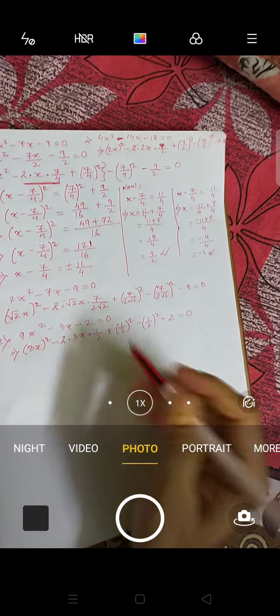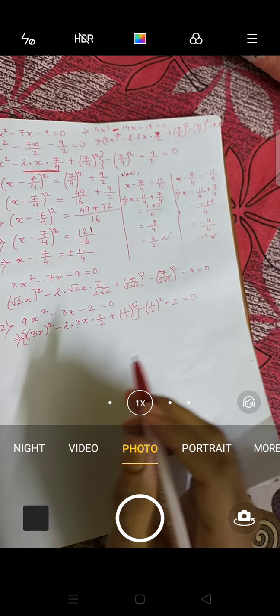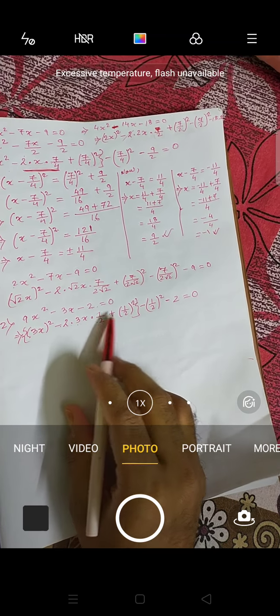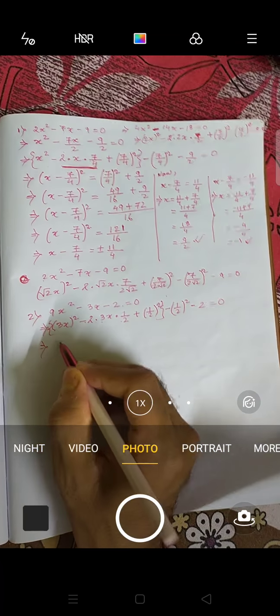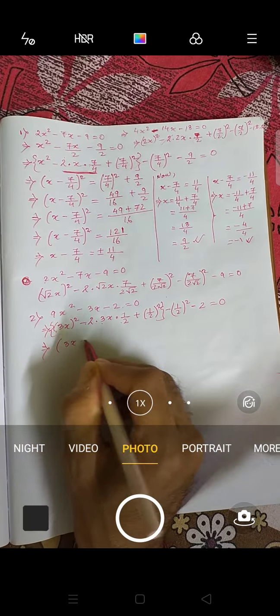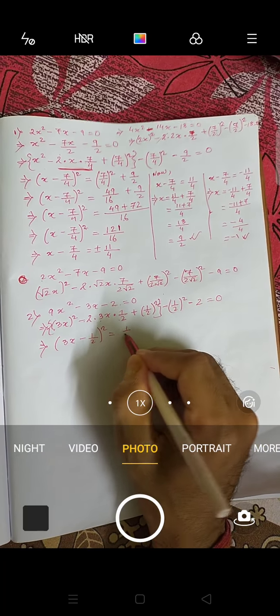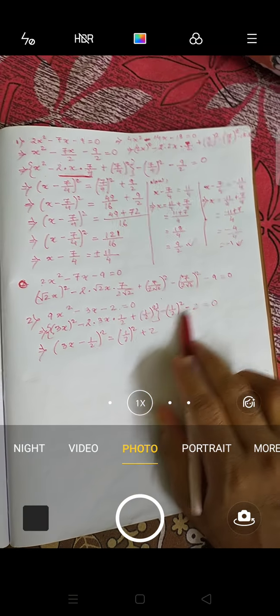Now you can see that from here till here it is a perfect square, a square minus 2ab plus b square. So it is a perfect square. So we'll write this one as 3x minus 1 by 2 whole square equals 1 by 2 whole square plus 2. I have taken this number to the right hand side.